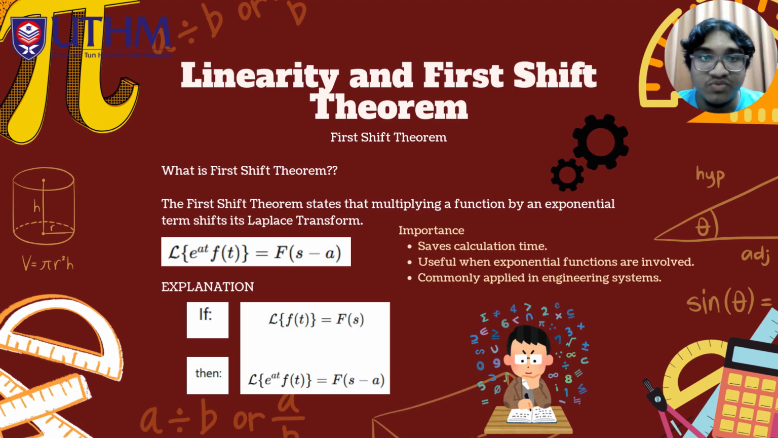So now we move on to the second one, that is the first shift theorem. This theorem is applied when a function is multiplied by an exponential term such as e to the power of at. According to the theorem, if the Laplace transform of a function f(t) is F(s), then the Laplace transform of e to the power of at multiplied by f(t) can be obtained by replacing s with s minus a. Instead of performing lengthy calculation or integration, we can directly apply this theorem to obtain the answer. Therefore, the first shift theorem saves time and simplifies problems involving exponential functions.